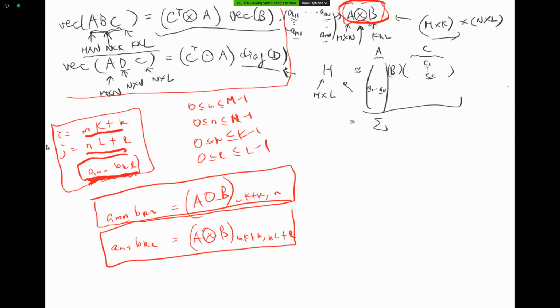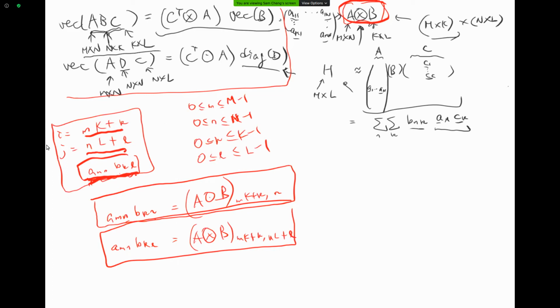More precisely, I have B n k multiplied by A n and C small k. Actually, I use index from 1 again, but it's okay. When I go to the proof, I will use index from 0 instead. This is a sum over n and k, and you see these are rank 1 matrices, and this is just a weighted sum of them.